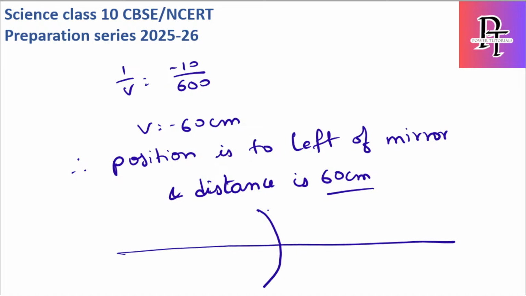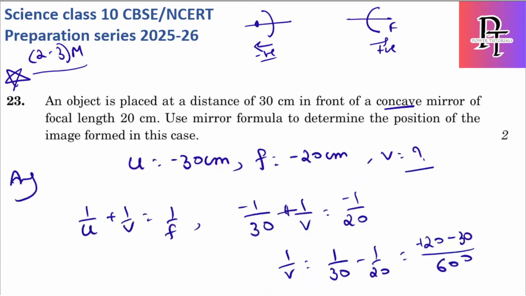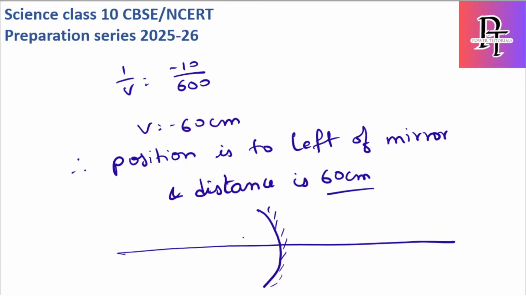Okay, this is the concave mirror. The focal length is how much? 20. So this is f and this is c. This is 20, and this will be 40, because the radius of curvature is twice the focal length. Okay, so the object is placed at 30, so it is exactly between c and f, somewhere here.